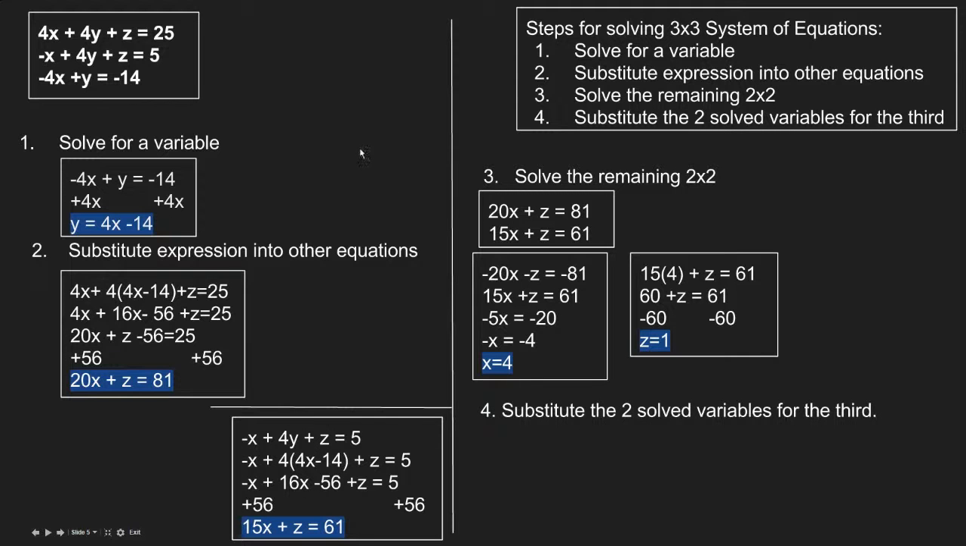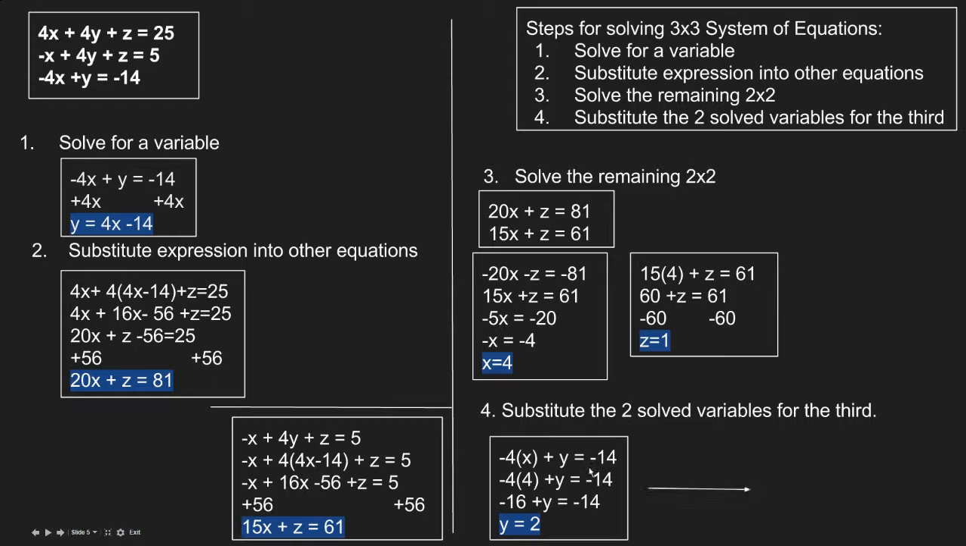So now what we're going to do is substitute the two solved variables into the third. We have these two solved variables, and we're just going to plug them into any equation up here. We're just going to use negative 4x plus y equals negative 14. So substitute the x for 4. Negative 4 times 4 plus y equals negative 14. So you get negative 16 plus y equals negative 14. And then you get y equals 2 when you add 16 to both sides because you're solving for y.